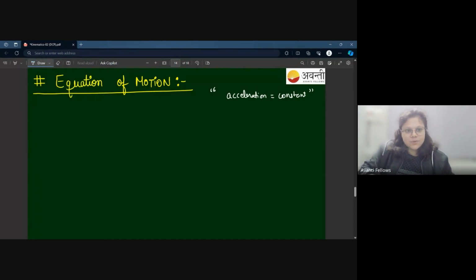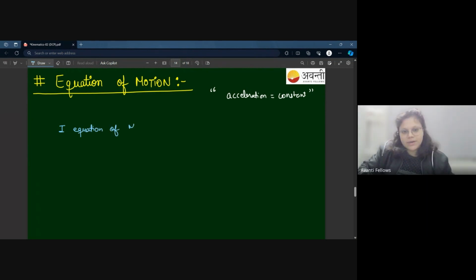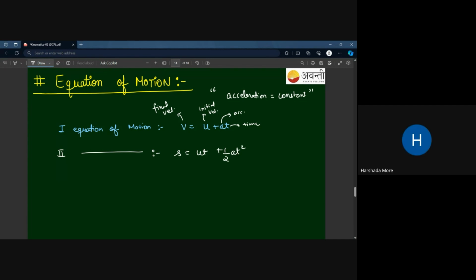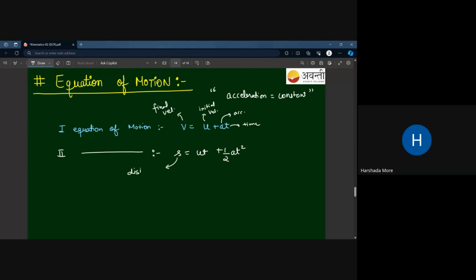Number 1, which we know as the first equation of motion: v is equal to u plus at. Very nice. Here, v is the final velocity, u is the initial velocity, a is your acceleration, t is the time. Then we have the second equation of motion, which is s is equal to ut plus 1 by 2 at square. Very good. Remember one thing, this s is displacement, not distance.